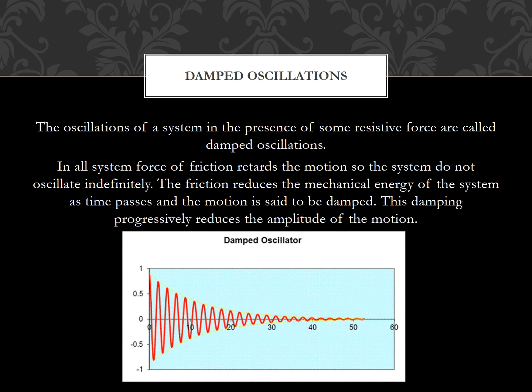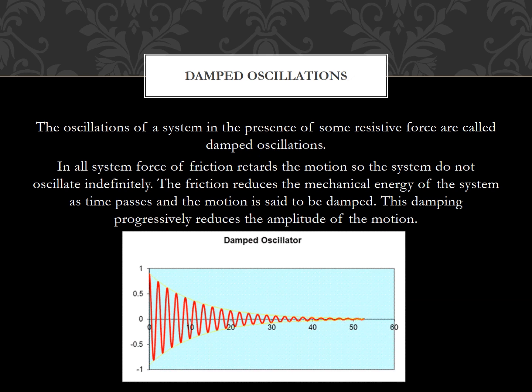Now I am going to discuss the last topic of today's lecture, that is damped oscillation. What actually are damped oscillations? The oscillation of a system in the presence of some resistive force is called damped oscillation. Whenever a body starts to move about its mean position, performing a to and fro motion, it experiences some resistive forces, and these resistive forces are responsible to slow down its motion, and eventually the body stops. In all systems, the force of friction retards the motion so that the system does not oscillate indefinitely.